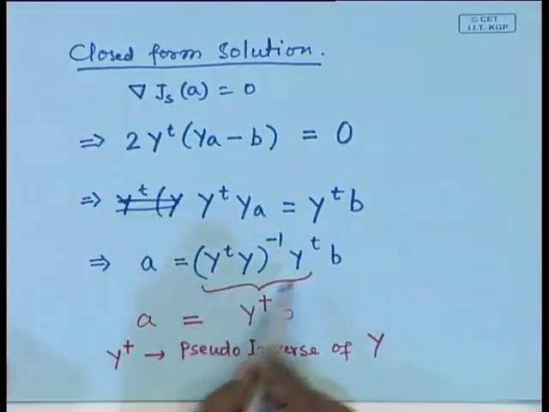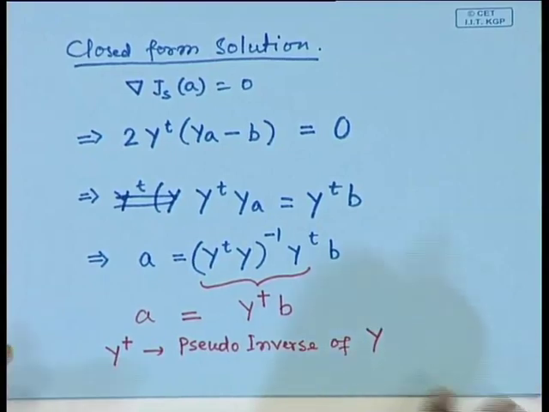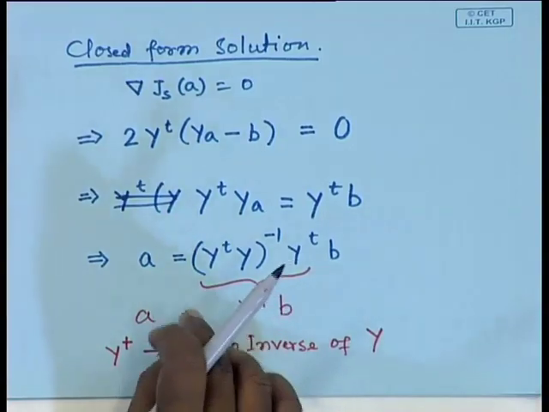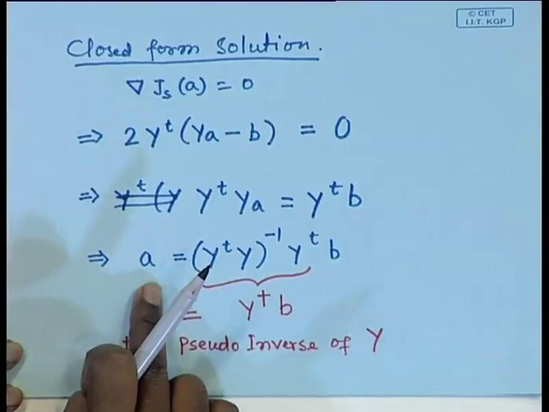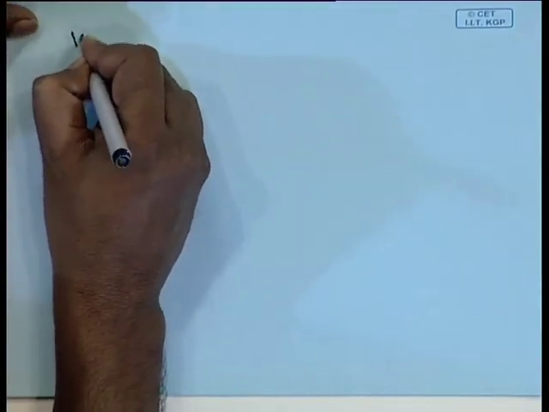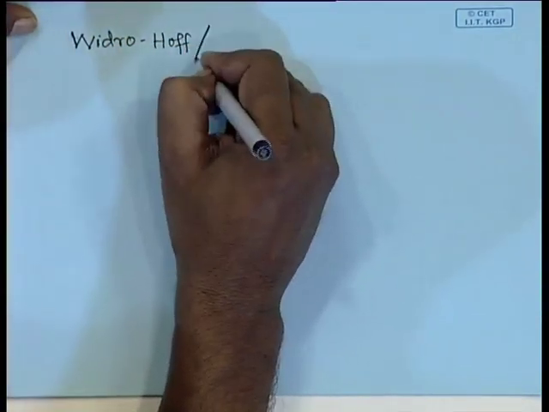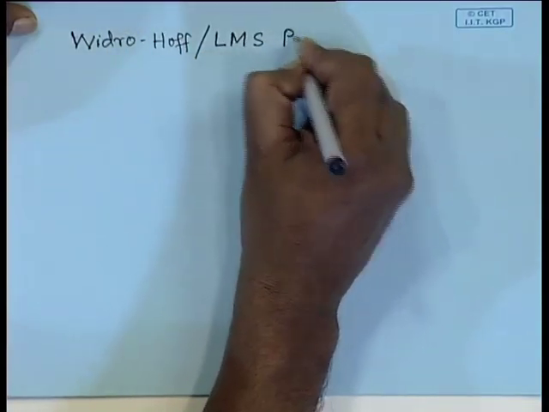But we said that in most of the cases, this pseudo inverse exists. In most of the cases, Y transpose Y is non-singular, it is square. But there is no guarantee that it will always be non-singular. Still, we can find a solution to this weight vector A following again some iterative algorithm. That algorithm is called the Widrow-Hoff procedure or LMS procedure, least mean square procedure.